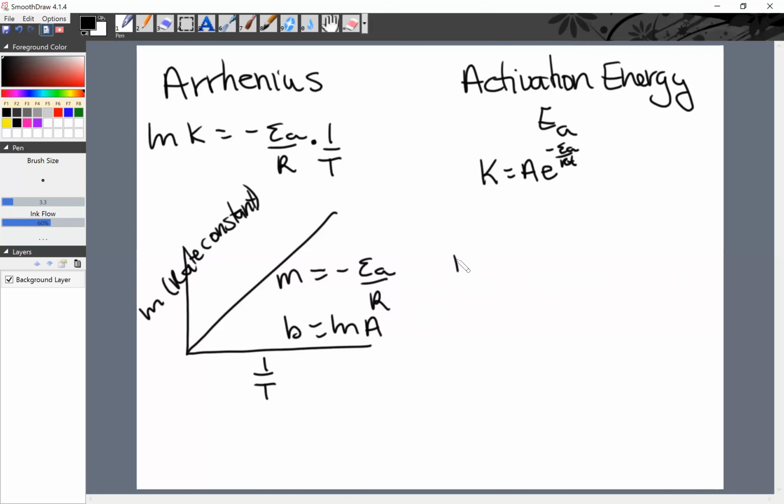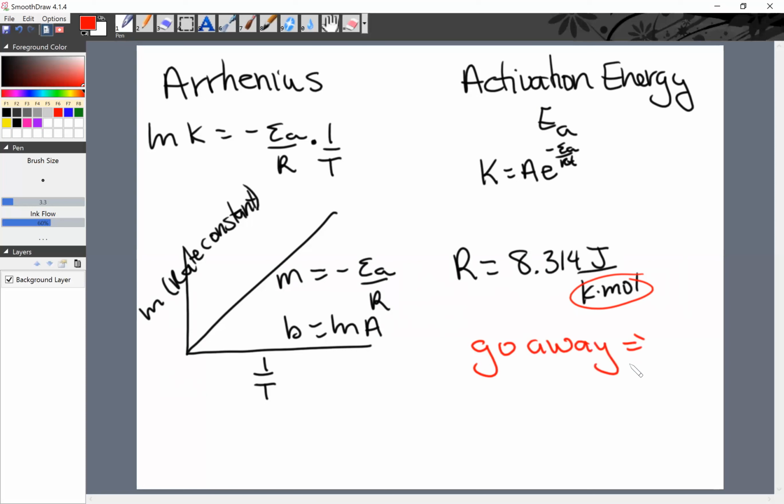But the thing I wanted to point out, remember, this is energy, 8.314 joules per Kelvin mole. This is obnoxious, but the Kelvin and moles, we'll just say they go away because of the units on the graph. Okay, I didn't say anything new there. Hopefully I just said it in a different order in case that wasn't clear.